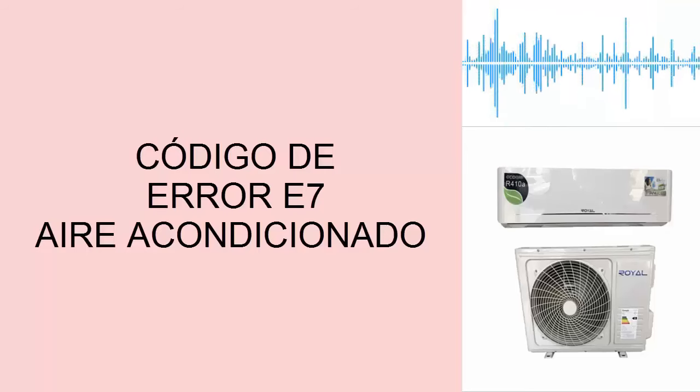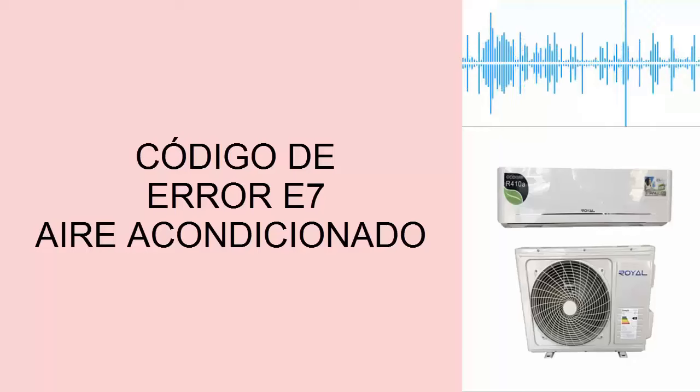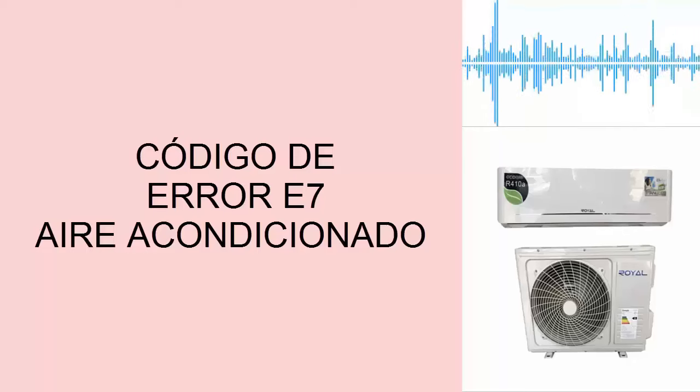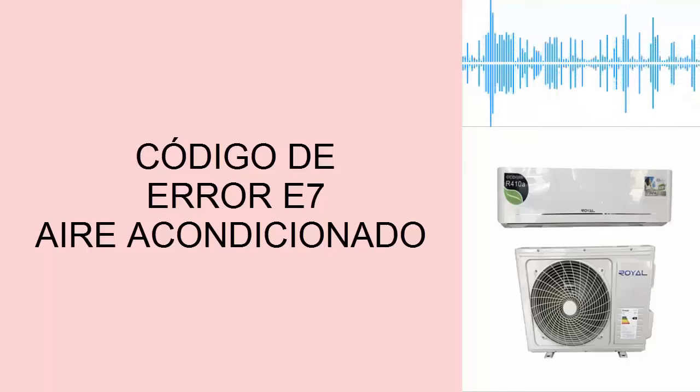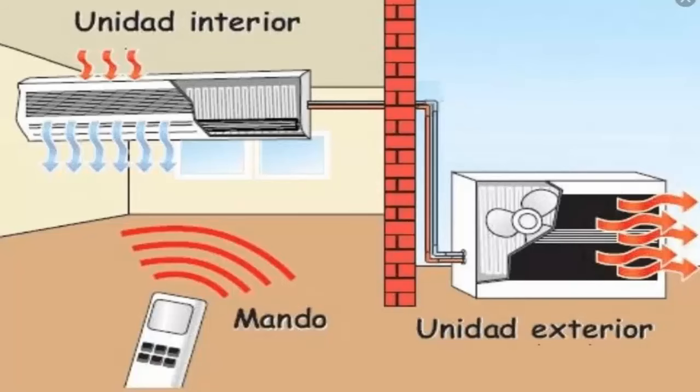In this video, we will explain the meaning of error E7 in different air conditioner brands. The error code E7 may indicate that the indoor and outdoor units of the equipment are in different modes. This indicates, for example, that the outdoor unit is in heating mode, and at the same time, the indoor unit is in cooling mode.